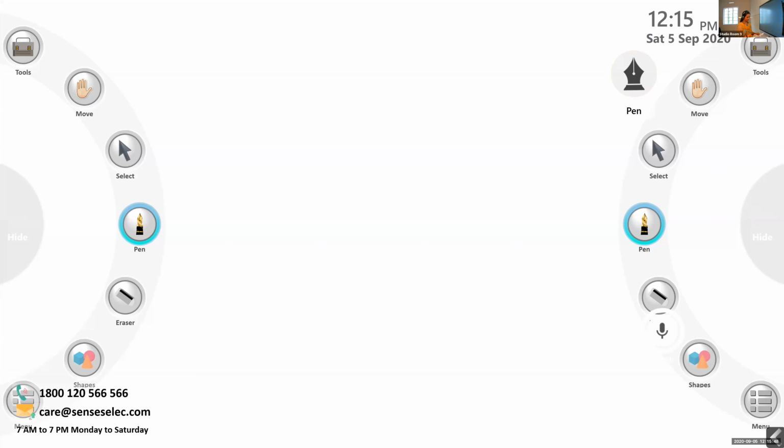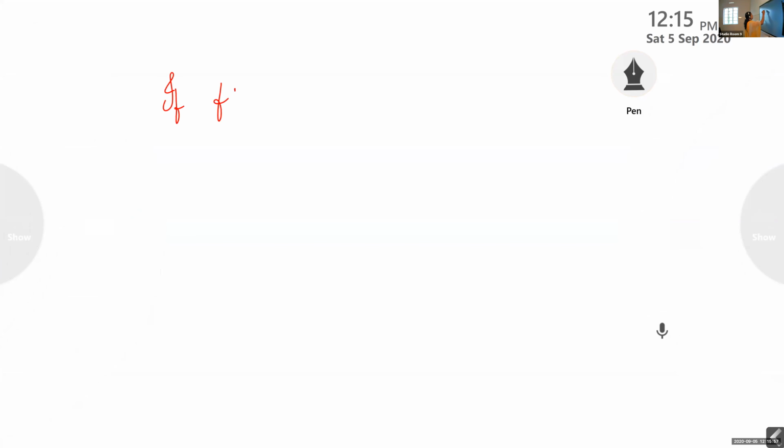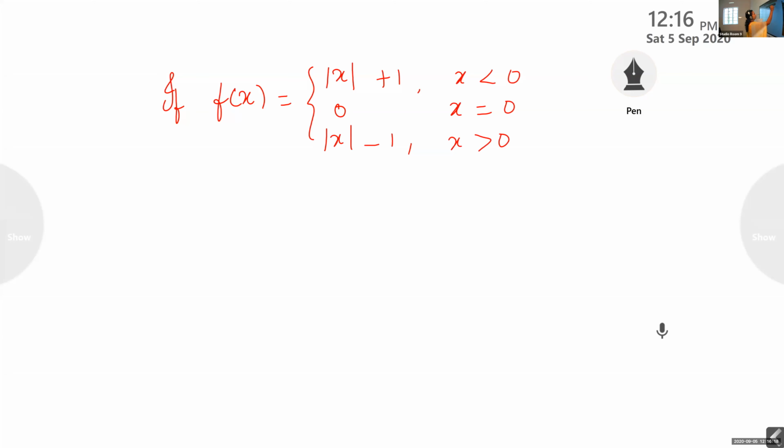Okay, children, write the next question. If f of x is equal to modulus of x plus 1 where x is less than 0, 0 if x is equal to 0, and modulus of x minus 1 if x is greater than 0.